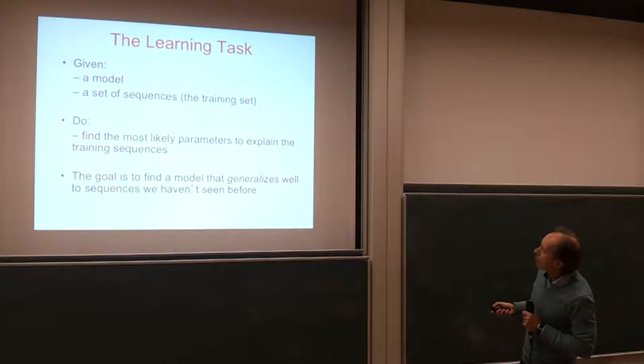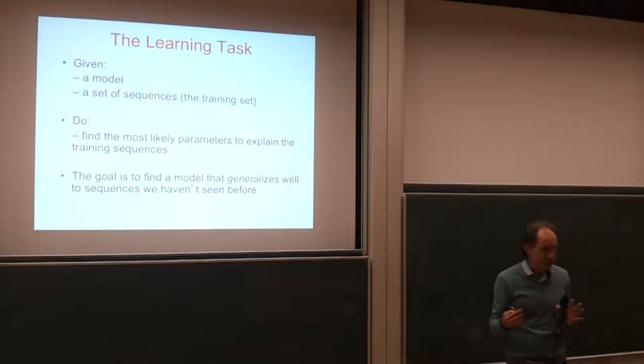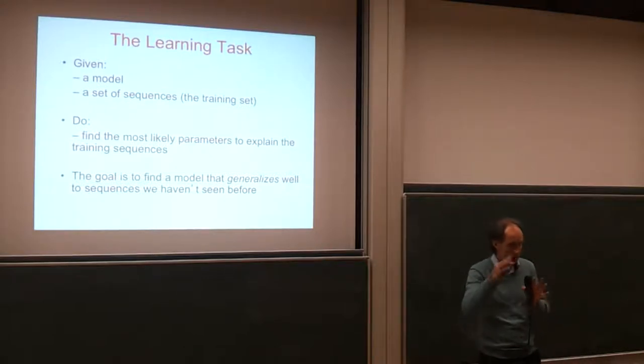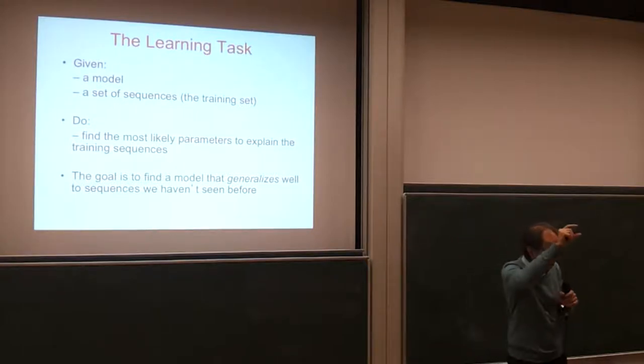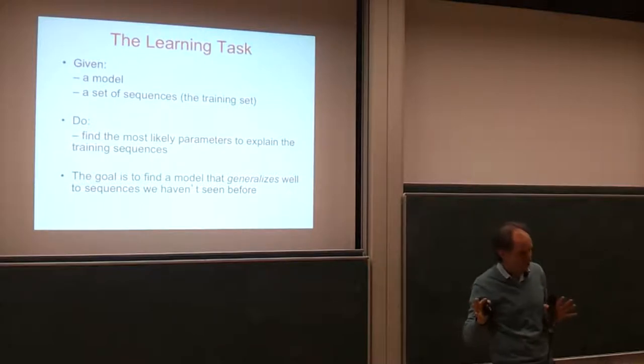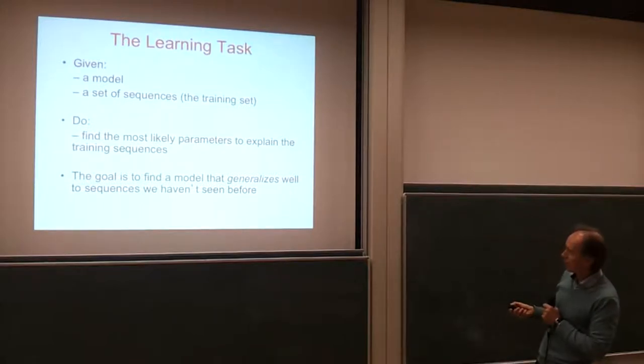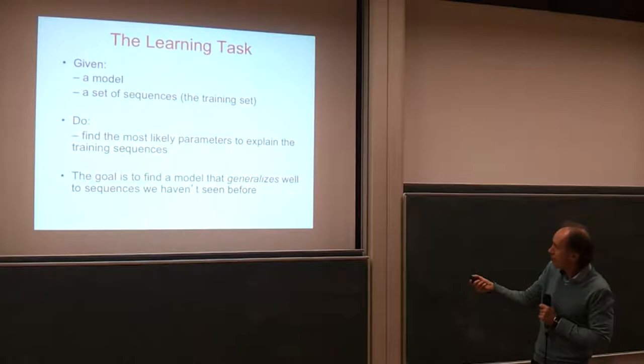Okay, what have we got? We have a model. Well, have we got a model? We have the boxes. We have made the states. We have the arrows and we have the boxes in each of the states, but we don't have the parameters. That's what says we have a model. And we have a set of training sequences. So we need to find the most likely parameters to explain the training sequences, meaning the feature in the training sequences should start scoring high.